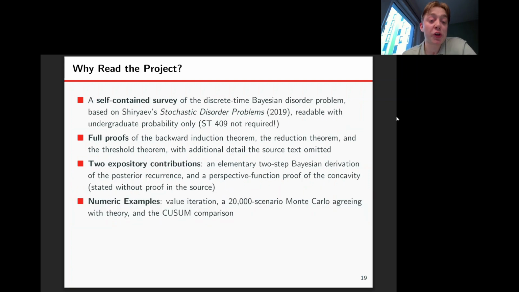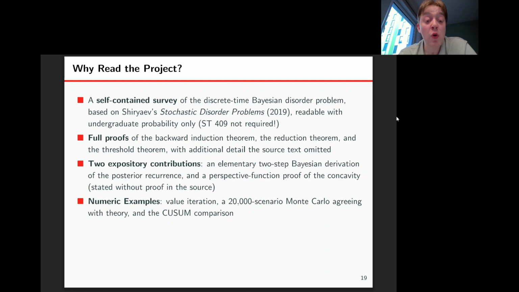So why read my project? Well, firstly, it's a self-contained survey of the discrete time Bayesian disorder problem aspects of Shiryaev's stochastic disorder problem work, and as I mentioned, it's readable with undergraduate probability only, no ST409 required, which was a requirement for taking on the project. I also cover full proofs of the backwards induction theorem, the reduction theorem, and the threshold theorem, with additional details from the source text omitted.